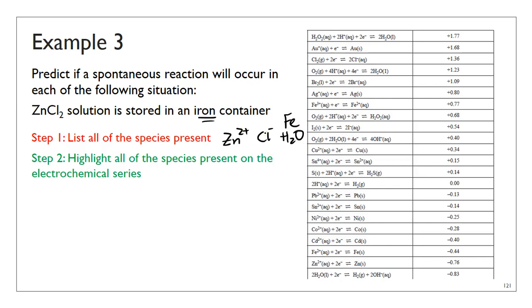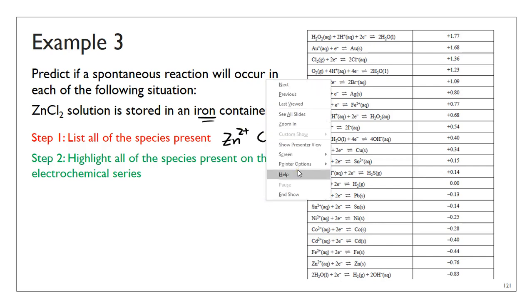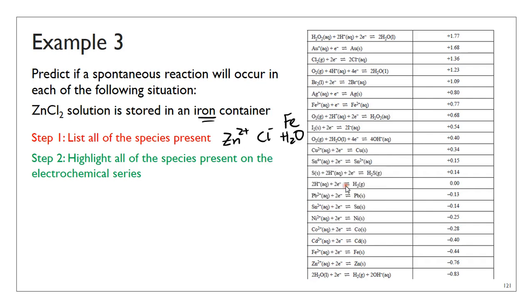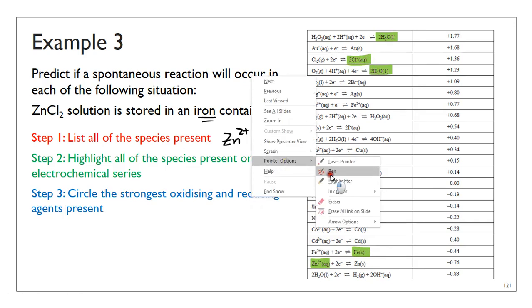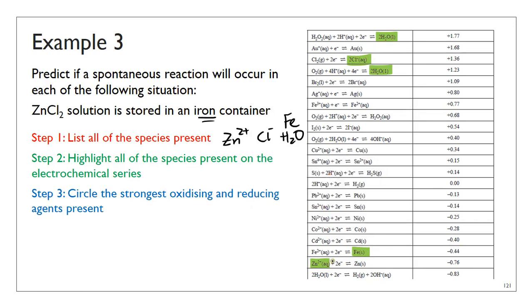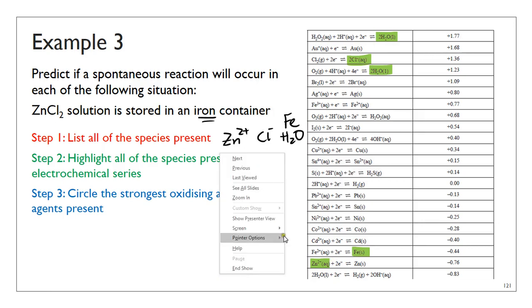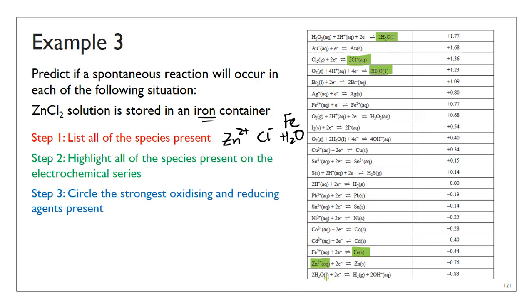So there are four things present here. I'm going to highlight all of the species on the electrochemical series. So we have water and then another water. That's not a water. Zinc 2 plus is here, and chloride ion is here, and Fe is here. Okay, so that's everything. Let's circle the strongest oxidizing and reducing agent present. There's only one. Oh, sorry, I forgot to highlight the other water. Let me go back and do that. Just right underneath the zinc ion.